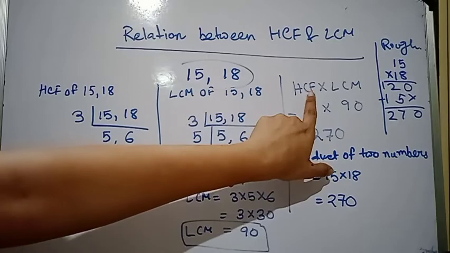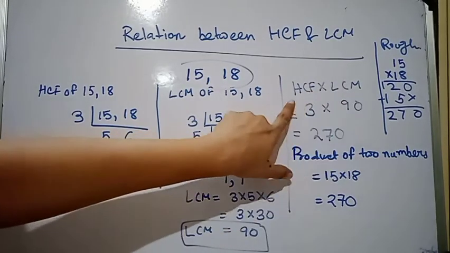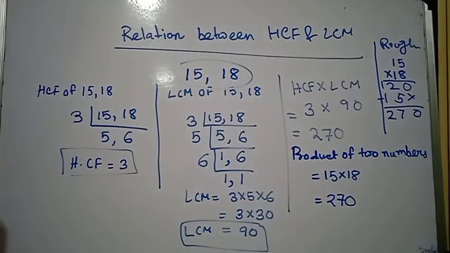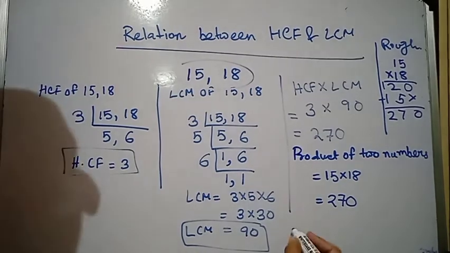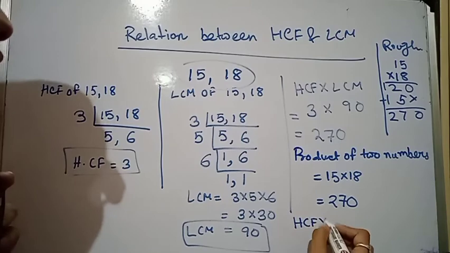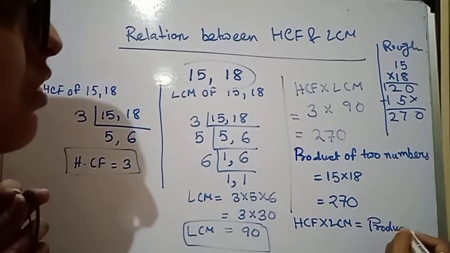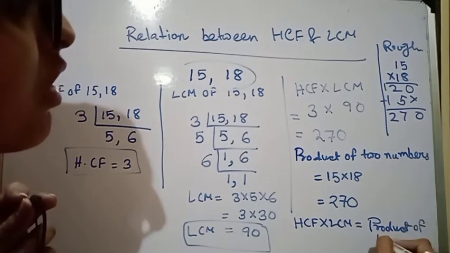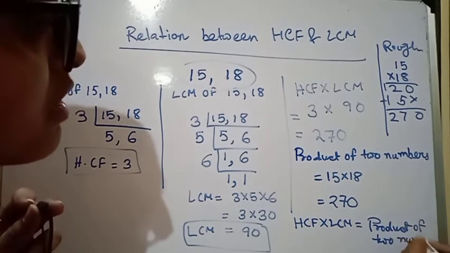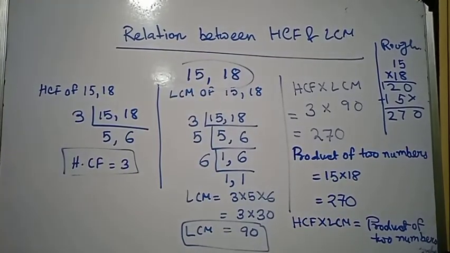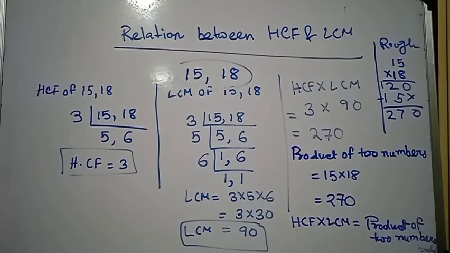And here also, by multiplying HCF and LCM, we also get 270. So from that we can write that the relation between HCF and LCM is the product of two numbers. So we can write HCF into LCM is the product of two numbers. Okay, this will be our relation of HCF and LCM.